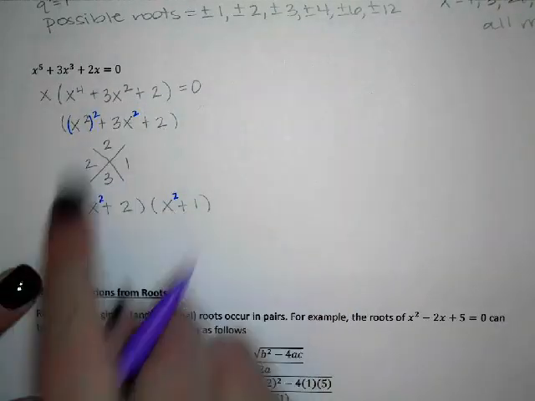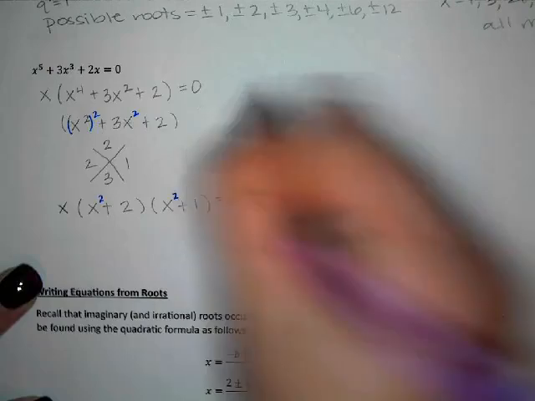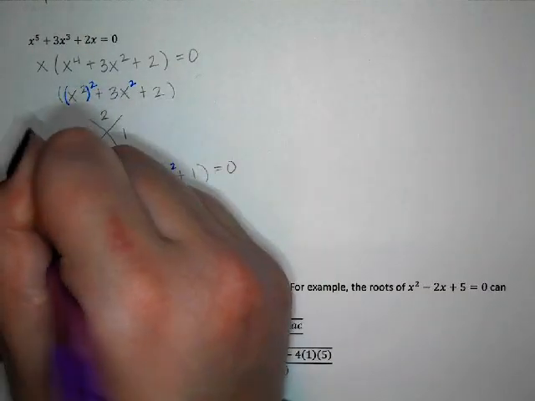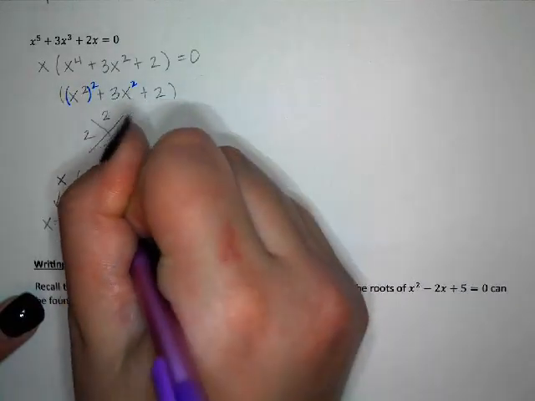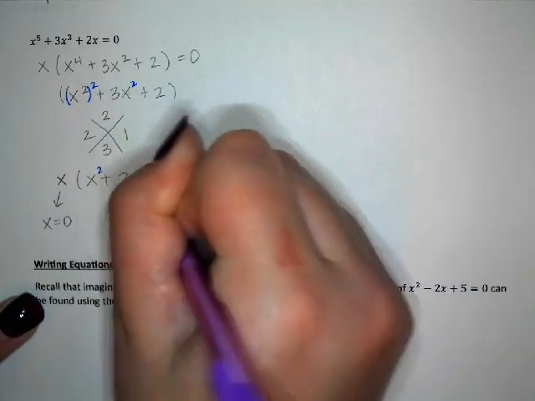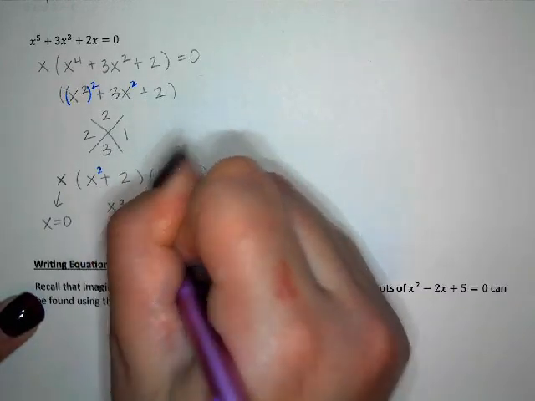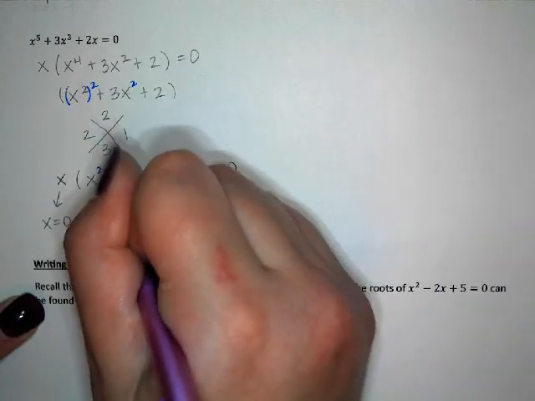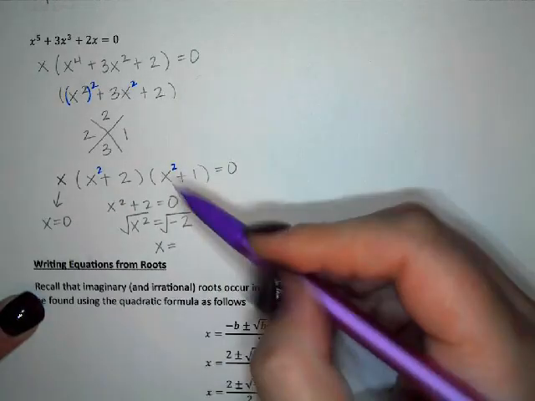Thankfully, those are pretty easy to solve. This x is just 0. Here we have x squared plus 2 equals 0. So x squared equals -2. And then we can square root both sides. And so x is plus or minus, and then we have an i root 2.